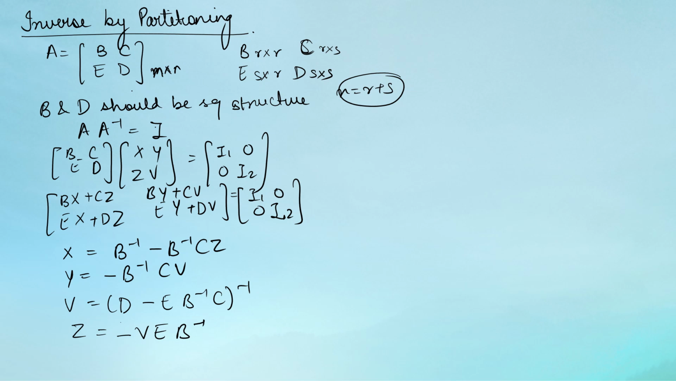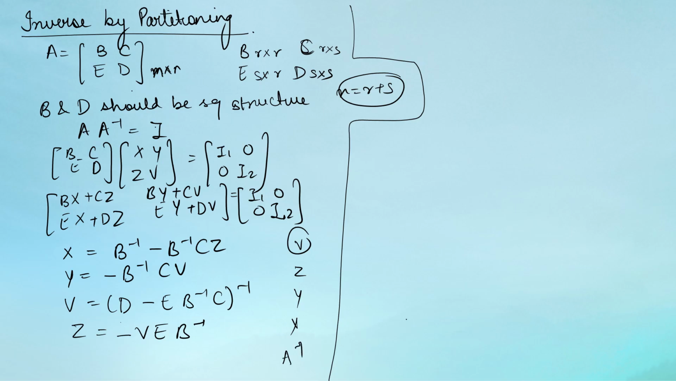So you'll have to learn this. Either you derive it, or if not deriving it, you'll have to remember them. Mostly the nomenclature is that we start with V because mostly V is known, then Z, Y, and X, then move on to A inverse. Right? So let's see a question.